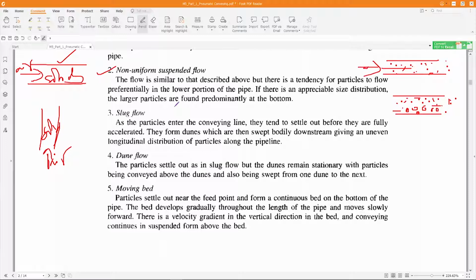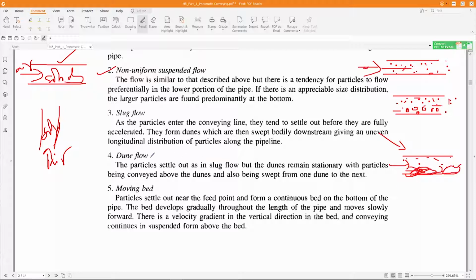Then we have slug flow. So what is slug flow? What is happening in here? They will form some slugs. These particles are deposited here, but this slug will move with the air, right? As the air is flowing, it will apply some drag force on this slug, so it will also move. So this slug is moving.